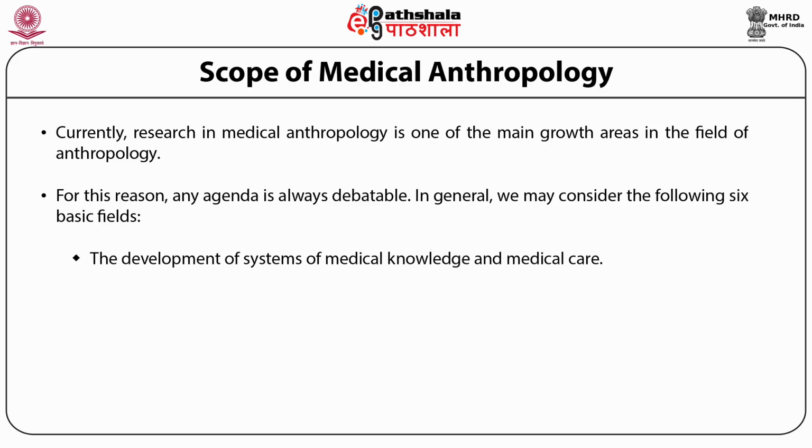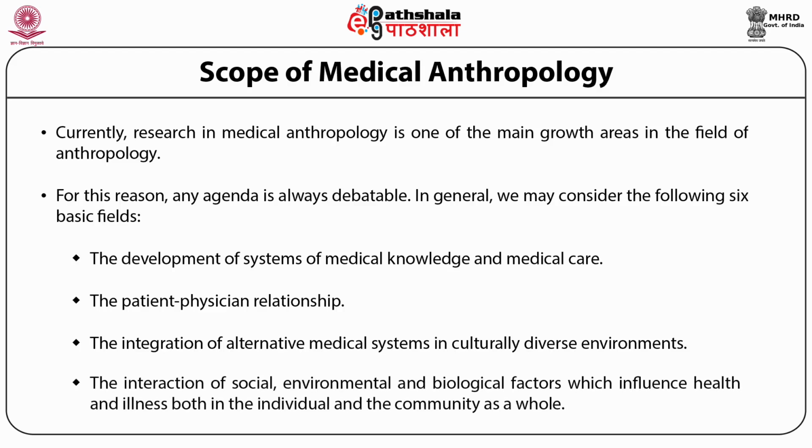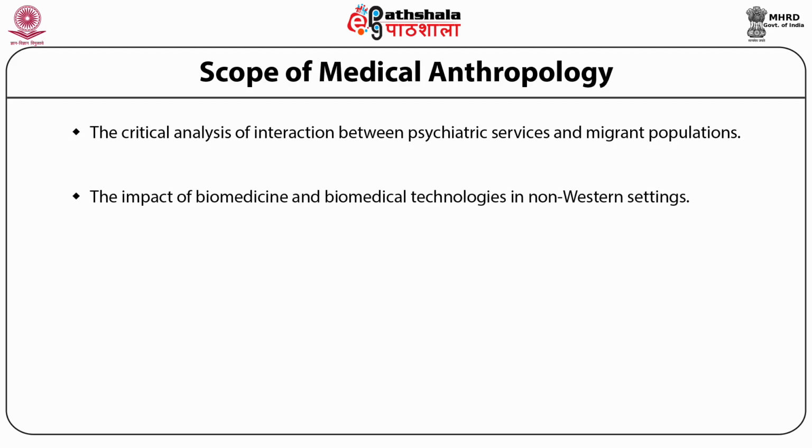1. The development of systems of medical knowledge and medical care. Second, the patient-physician relationship. Third, the integration of alternative medical systems in culturally diverse environments. Fourth, the interaction of social, environmental, and biological factors which influence health and illness both in the individual and the community as a whole. Fifth, the critical analysis of interaction between psychiatric services and migrant populations, that is, critical ethnopsychiatry. And the sixth, the impact of biomedicine and biomedical technologies in non-Western settings.